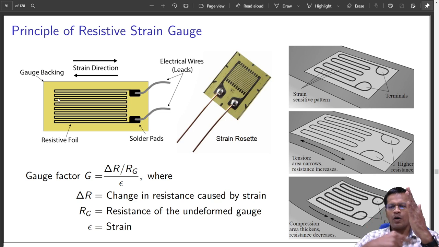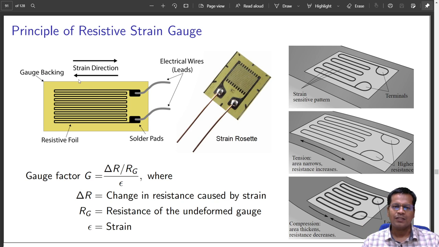This coil is enveloped inside two foils tightly. Resistive foil, you have to hold it tightly. Now, if you stretch this, this coil is sandwiched between these two foils, and all together it is called a strain gauge or strain rosette. It is ended with two leads where you can detect resistance.